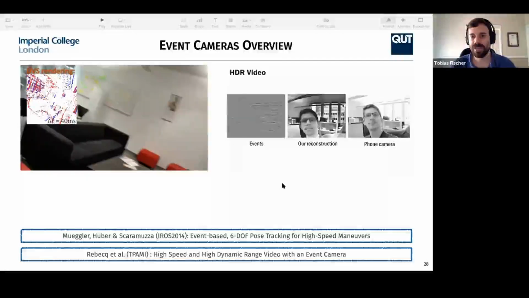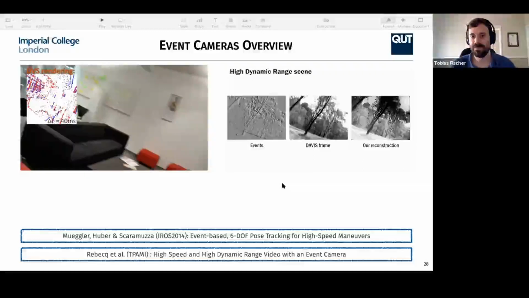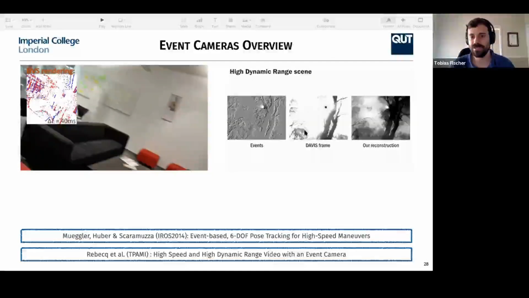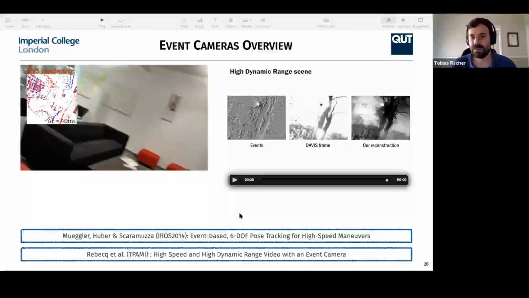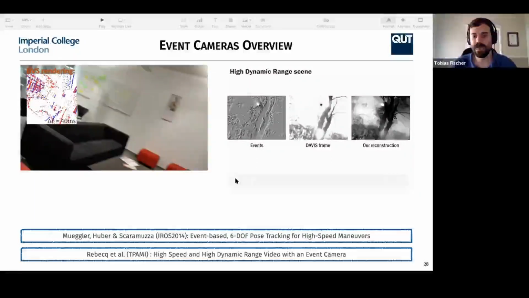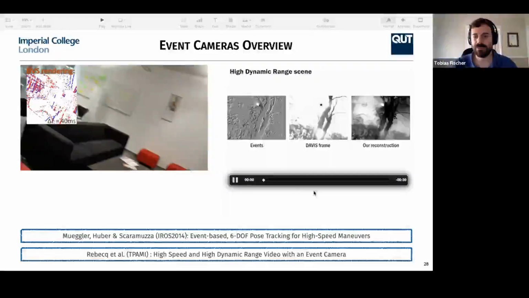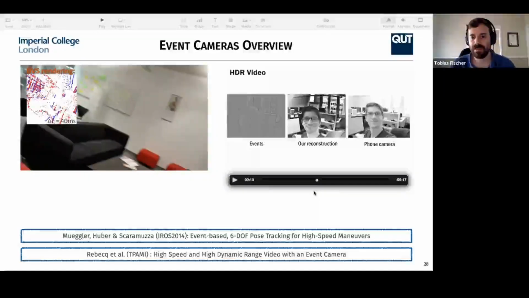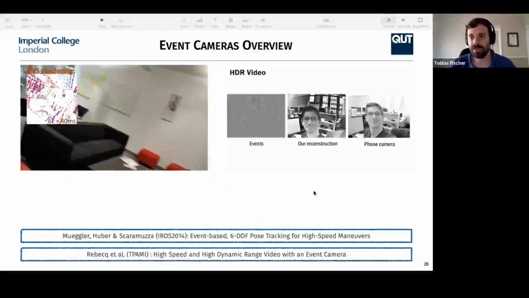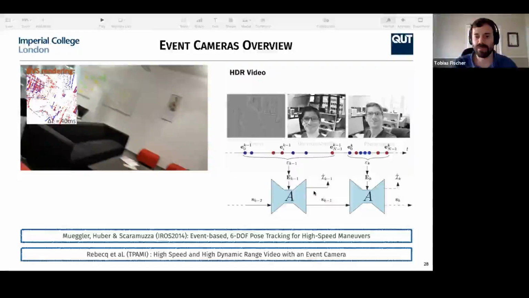And what's really cool is that if you look at really bright scenes, the frame-based representation suffers from artifacts, whereas on the right you see the reconstruction looks really, really nice and clear. The way they do that is that they consider a certain number of events, and for those events, they feed them to a deep network, which provides you with an estimate of the intensity image.